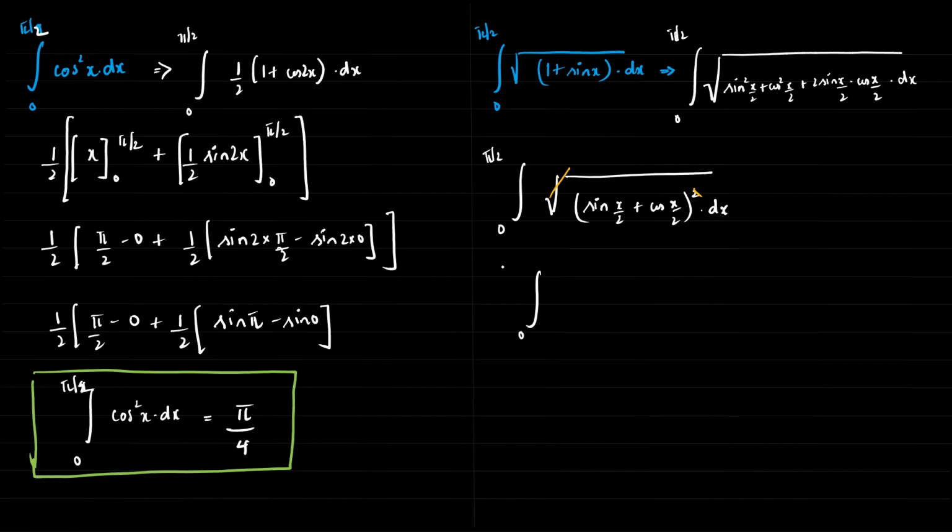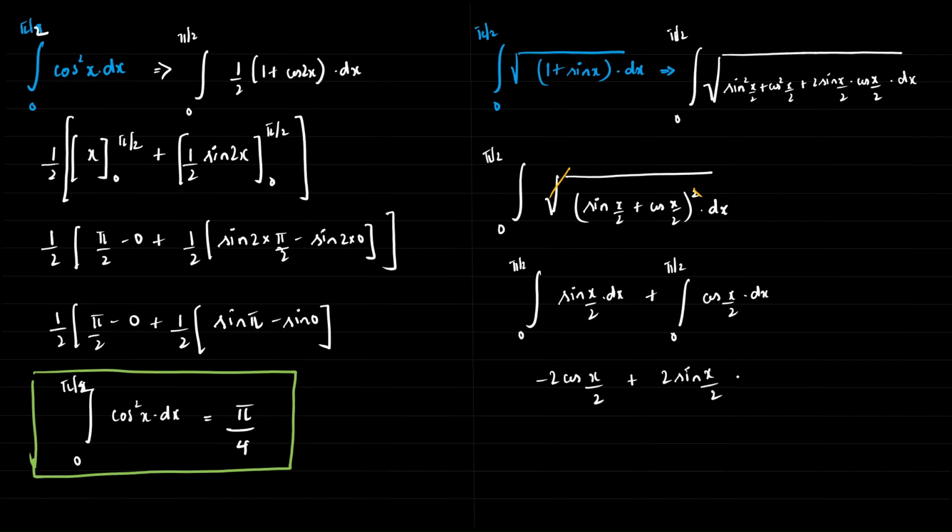So this is going to be the integral from 0 to pi over 2 of sine x over 2 with respect to dx, and I will be adding the integral from 0 to pi over 2 of cos x over 2 with respect to dx as well. Now when I integrate sine x over 2, I will be getting, of course with a negative sign, negative 2 cos x over 2, and here it is going to be 2 sine x over 2.